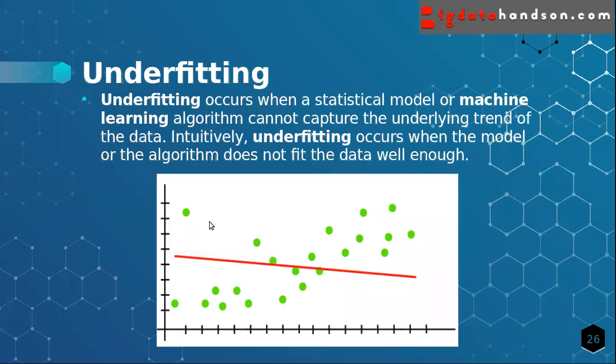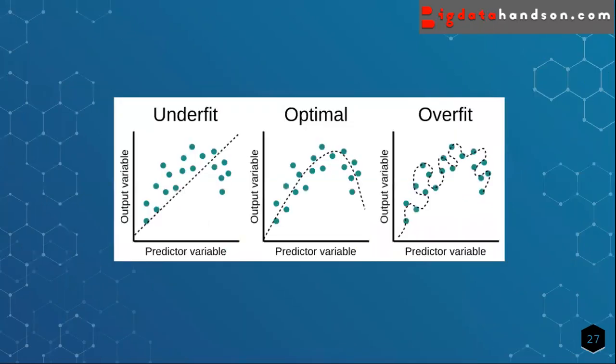So we need to handle both overfitting and underfitting. We need to have an optimal line. This is an underfitting line, this is an overfitted line, and this is an optimal line, you can see.